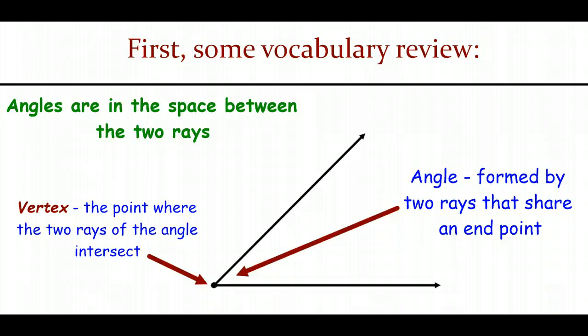So in the angle, we have the space between the rays, we have the rays themselves, and we have the vertex. And all of this together forms the angle. So if you haven't gotten a chance to pause the video and write down these three critical things here.